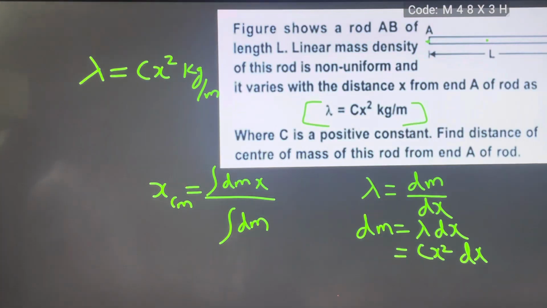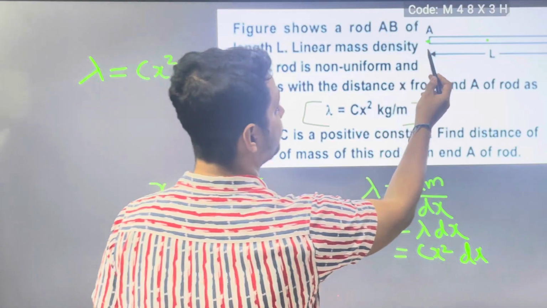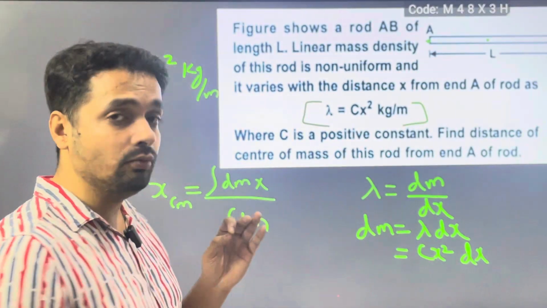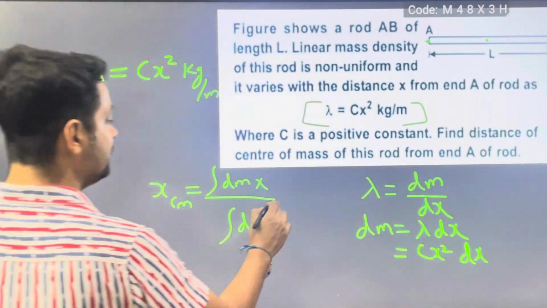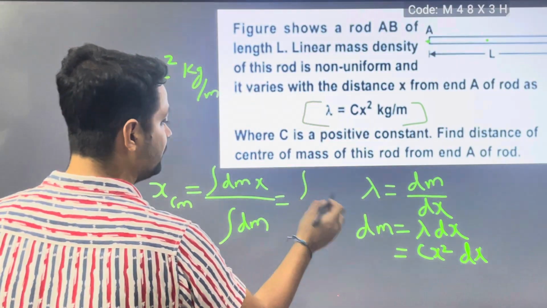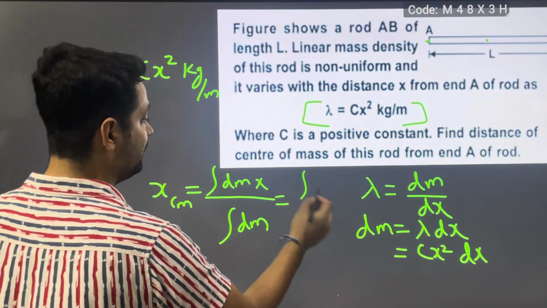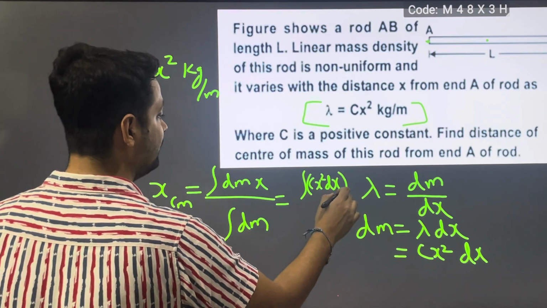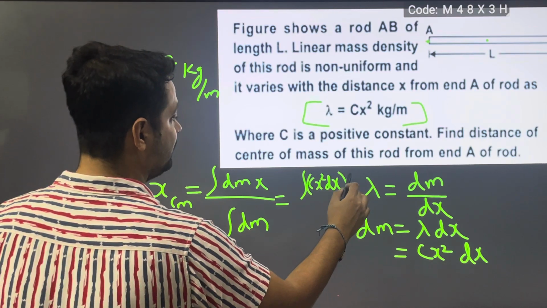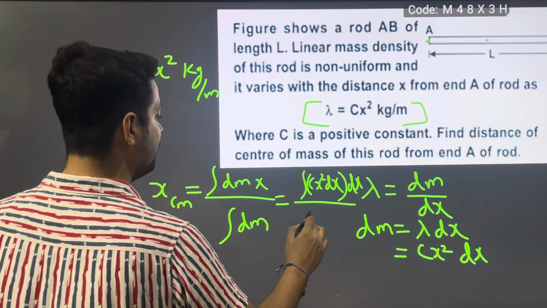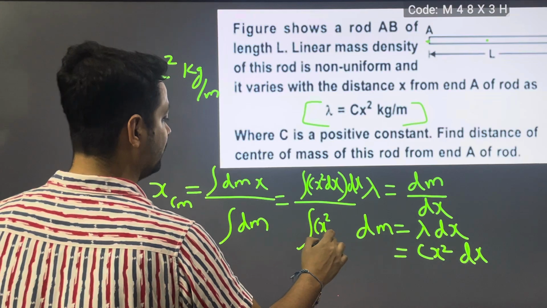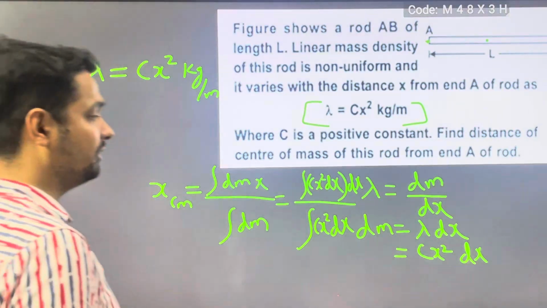Now I will put this value here and integrate. And x is changing from 0 to L, because the rod has length L. So I put the value of dm, cx square dx, in the numerator with x, divided by the integration of cx square dx. We will integrate this on the next page.